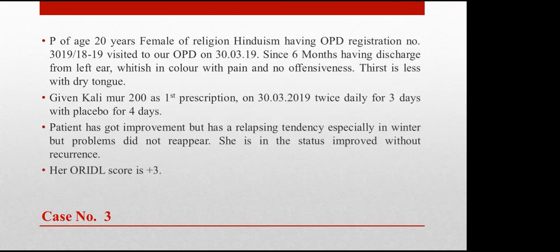This is case number three, where a 20 years aged female of religion Hindu visited the OPD with 6 months of discharge from left ear, whitish in color with pain, no offensiveness, thirst is less with dry tongue. We gave Kali mur 200 as first prescription, twice daily for 3 days with placebo. Patient has improved, but has a relapsing tendency, especially in winter, but the problem did not reappear. She is in the status improved without recurrence.